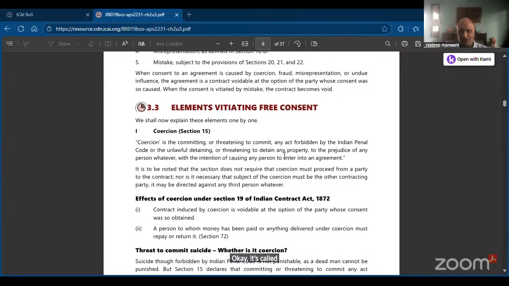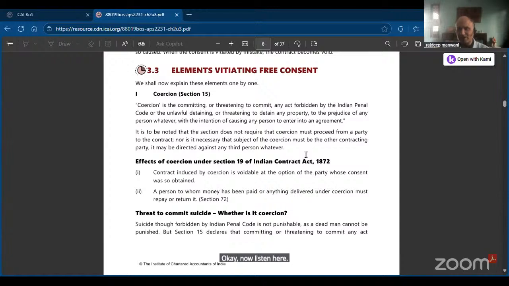It's called elements vitiating free consent. We shall now explain these elements one by one. Now listen here. There are 5 ways in which consensus ad idem is not there. There is no free consent.